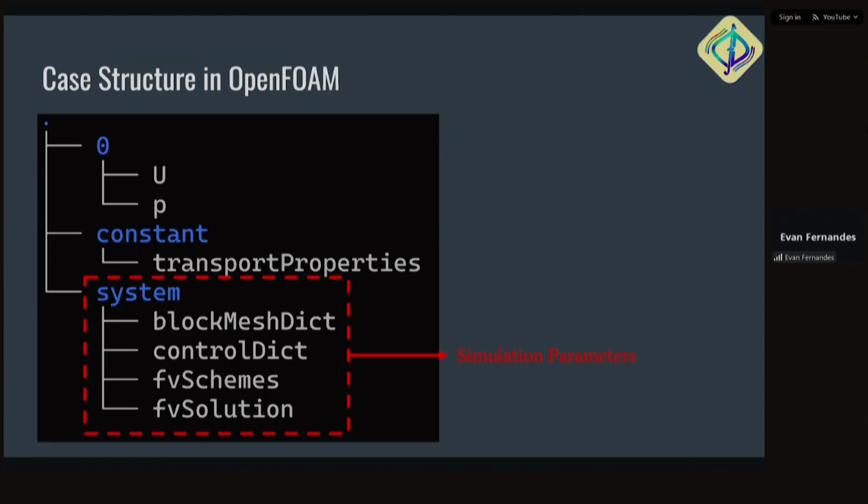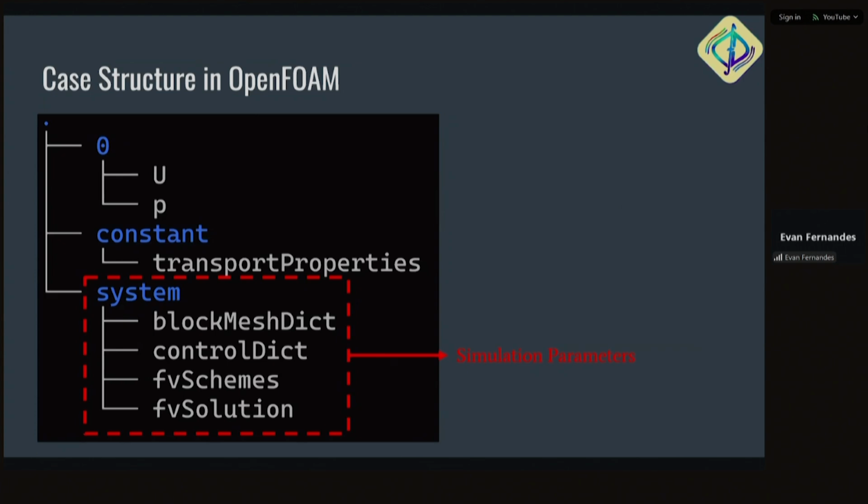And lastly, you have your system folder. This is where you would have your meshing parameters. You would have your control parameters, that is your start time, end time, and deltaT, that is your time step. And you would have your schemes and solutions. Those are your discretization schemes, and any parameters like relaxation parameters that you require to tweak, those are where you will be changing things.